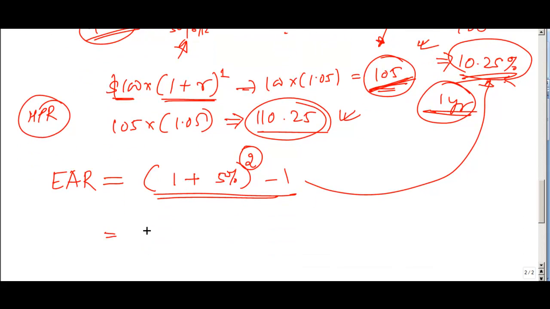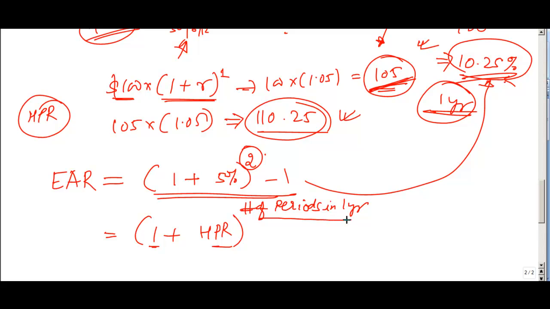So the formula for effective annual rate is given as 1 plus holding period return, to the power of the number of holding periods in 1 year, minus 1. How many holding periods you had in 1 year, minus 1. So this will give you your effective annual rate.